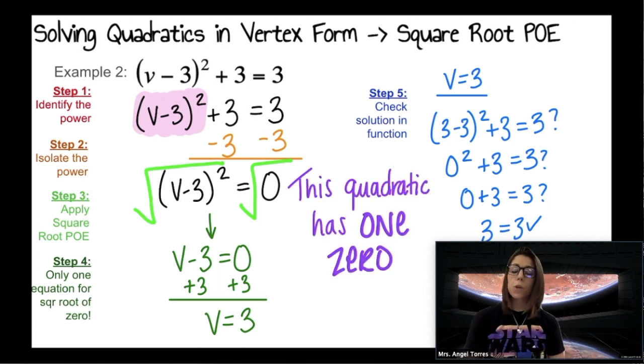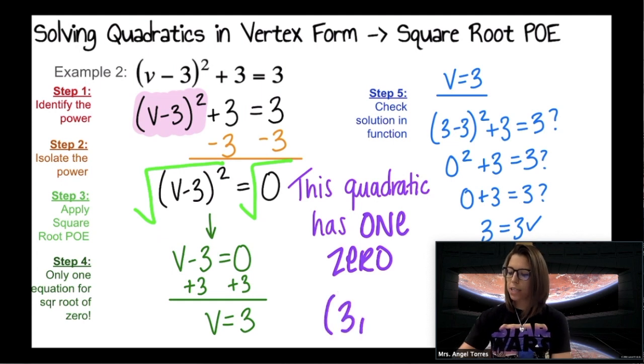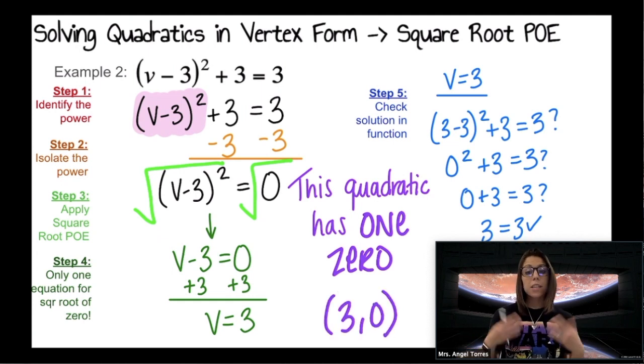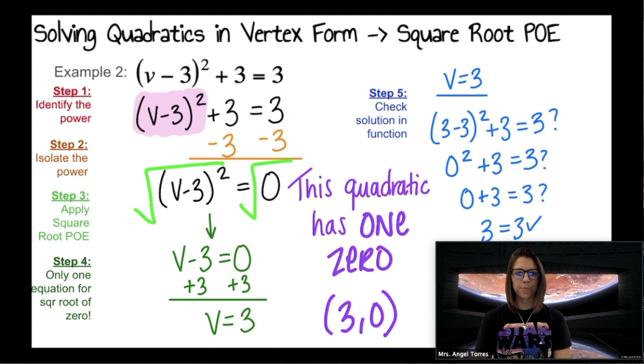It means that this quadratic only has one 0, and that 0 is sitting at 3. So imagine a parabola where the vertex happens to be sitting on the x-axis, opening upward.